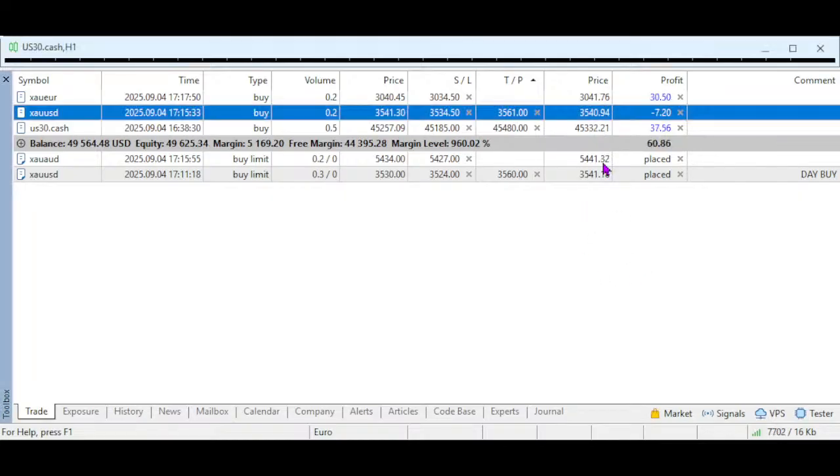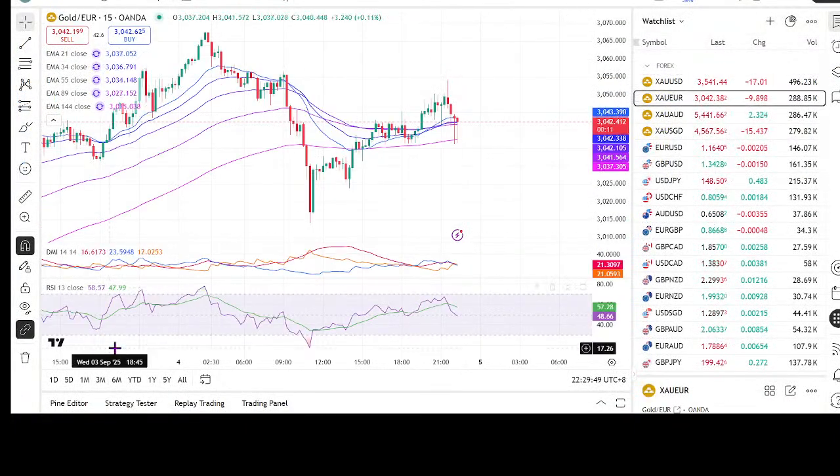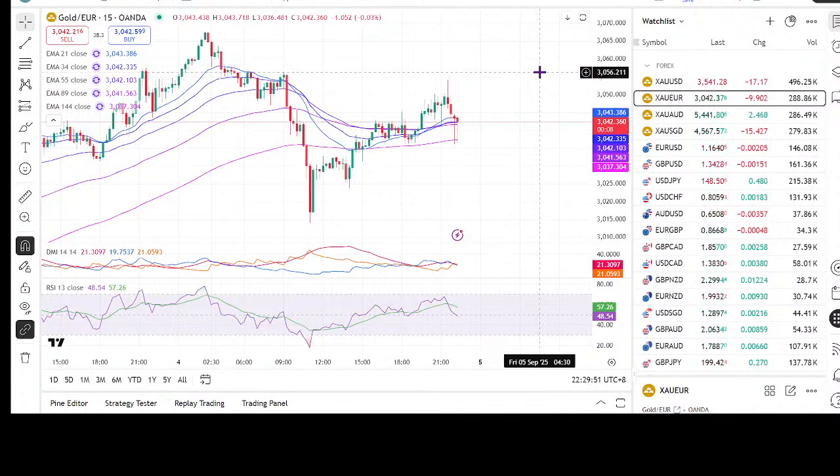Okay, what I do is I try to key in this level, so at least I don't get any emotional trade by looking at the move. The next one is gold euro. Similar situation. We will try to exit at 3055. We bought at 40, so we will try to exit at 55.